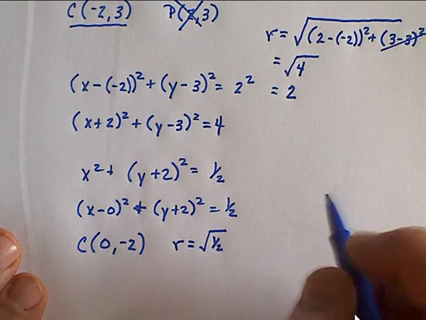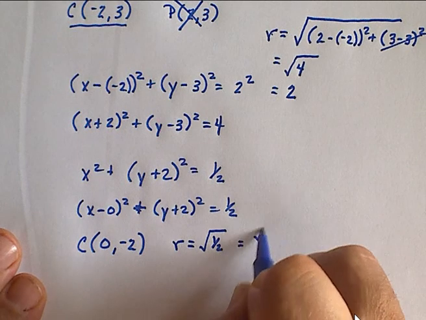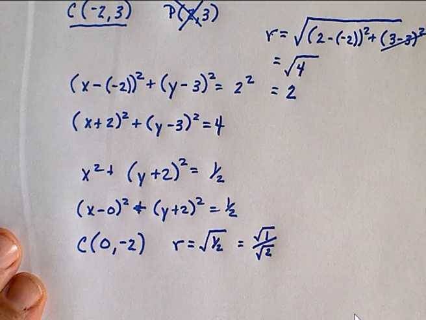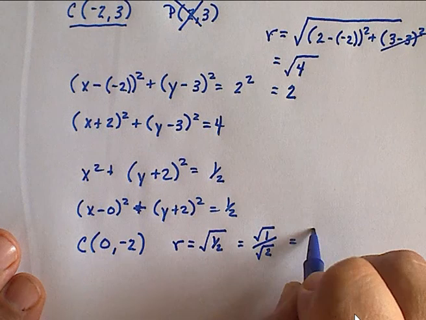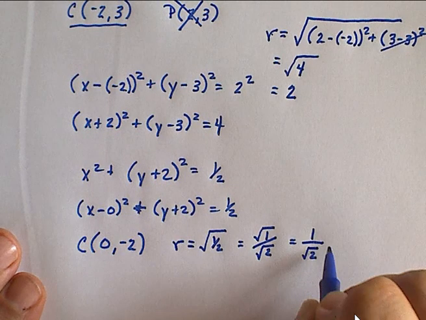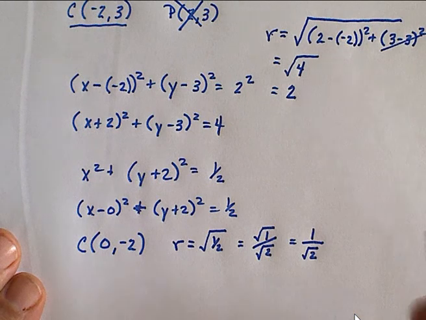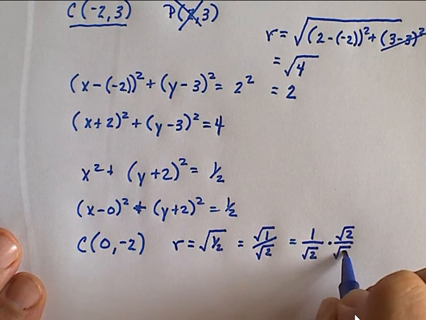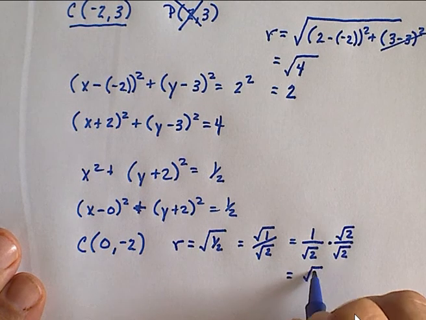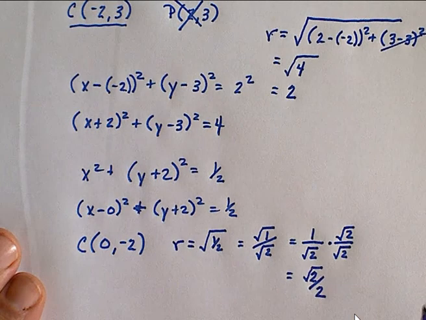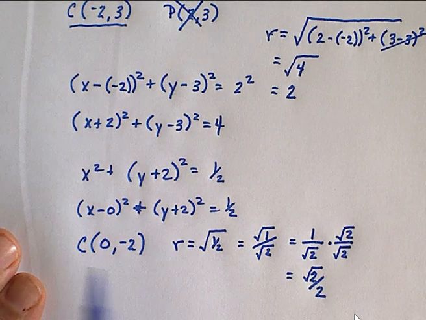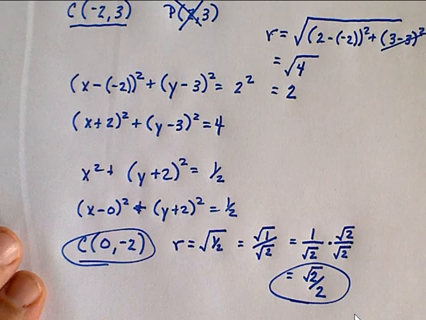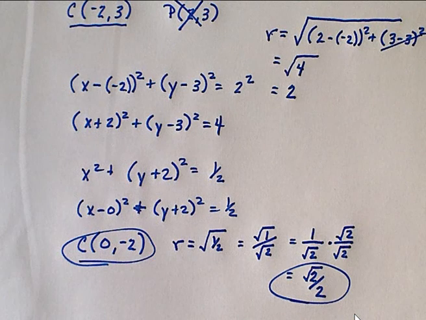To be completely correct, remember we can't have a fraction underneath. So the square root of 1 over the square root of 2 equals 1 over the square root of 2. Oh, but remember we can't leave a square root in the bottom. So if I multiply by square root of 2 over square root of 2, your final answer, there's your radius. Okay, so there's your center, there's your radius. And that's all I want you to do for problems 4, 5, 6, and 7.